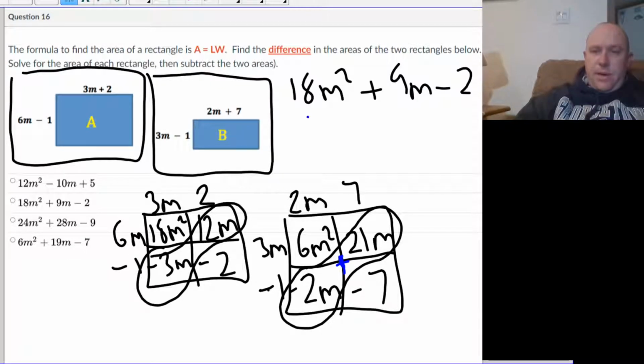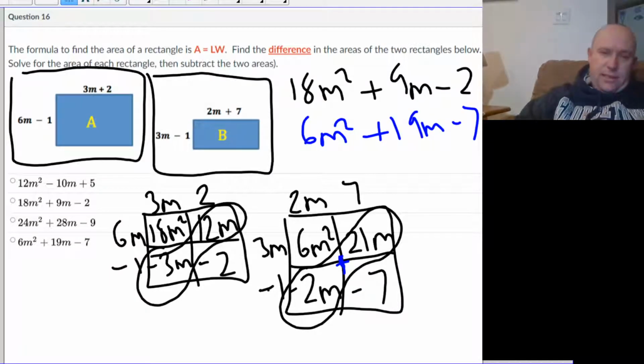So this time I would have 6m squared. Negative 2 add 21 is 19. And then we got negative 7 at the end there. So that would be your second point for finding the area of shape B.